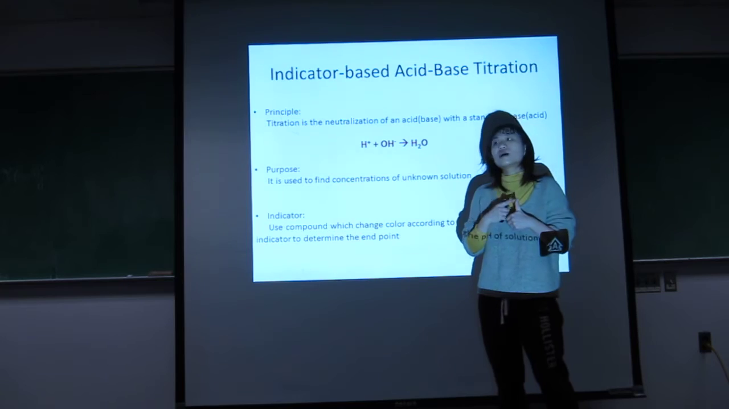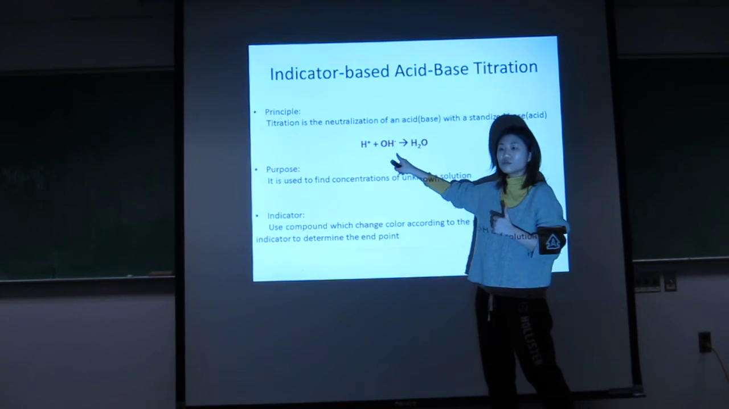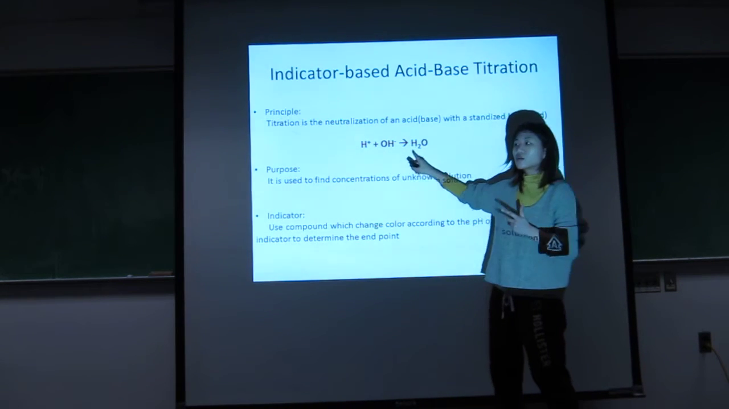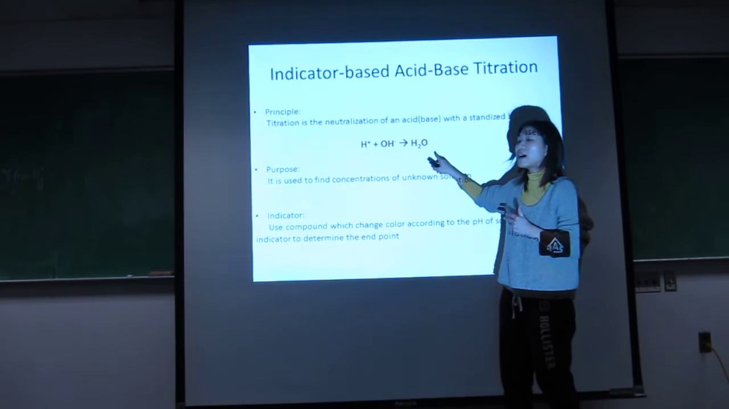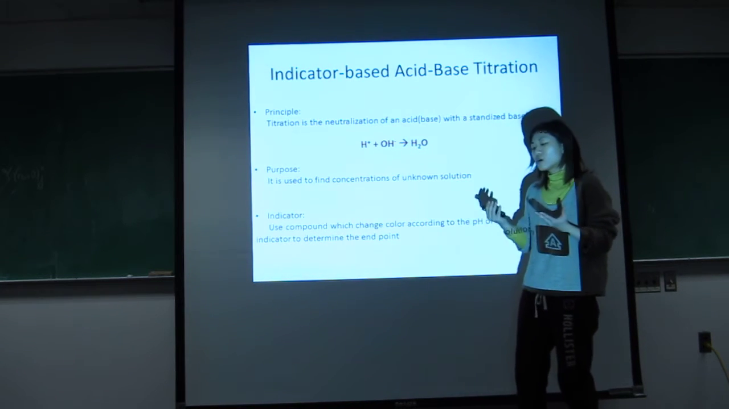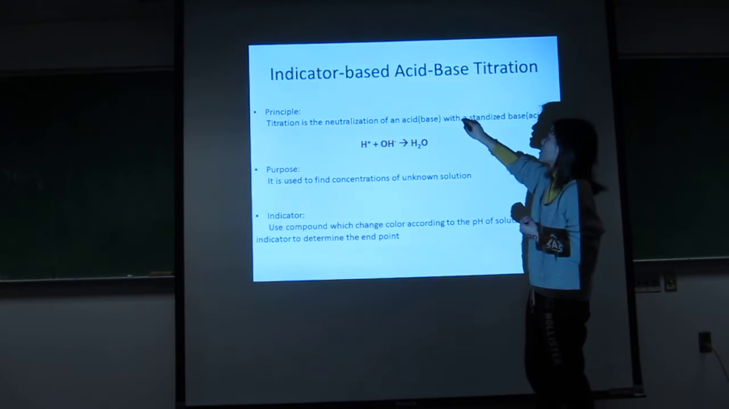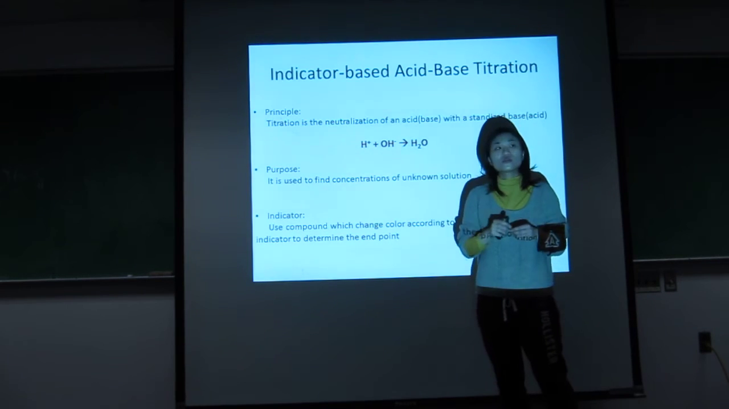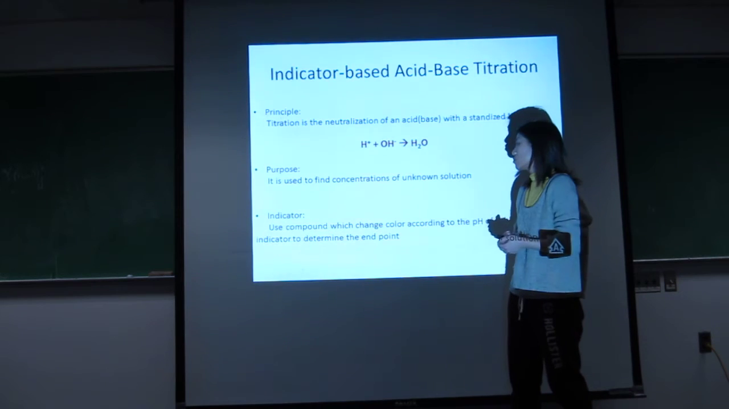First, the number of protons and hydroxide ions in the solution changes. Second, the pH value changes. Third, this reaction is accompanied by the release of heat. So what's the purpose of using acid-base titration? This is used to determine the concentration of an unknown solution.